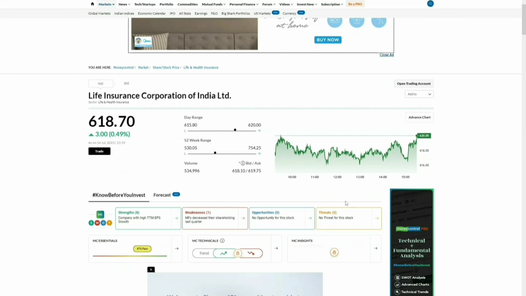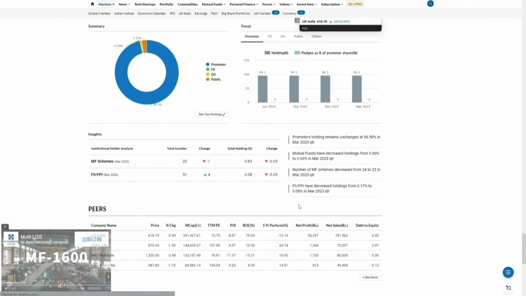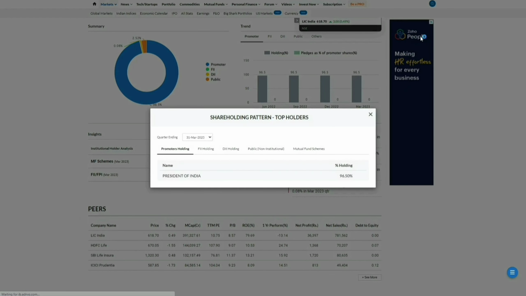We are using Money Control. You can use any other website as well. Here we are going to look at shareholdings. And here you can see the top holdings, which happens to be the President of India, 96.5%.